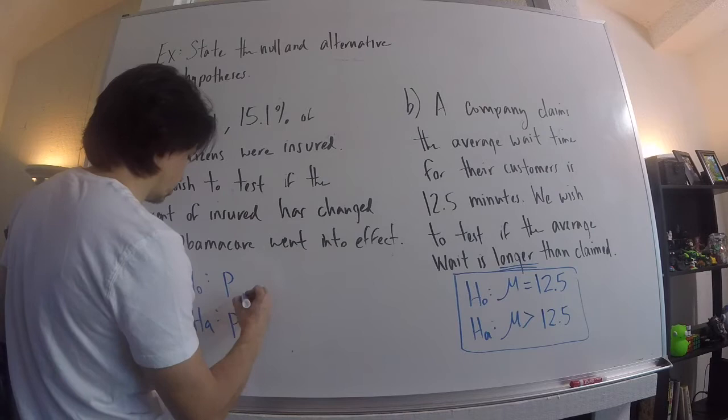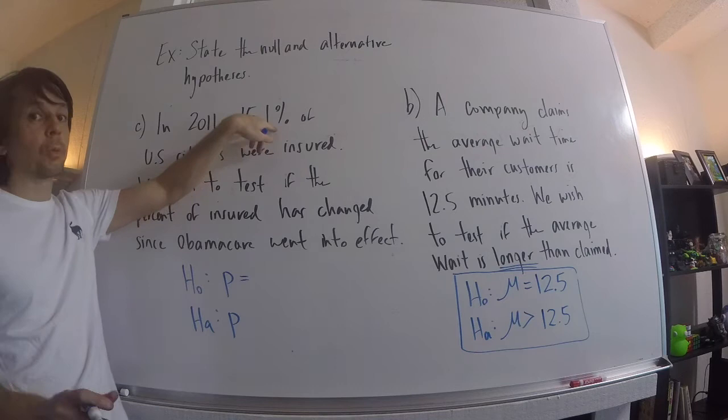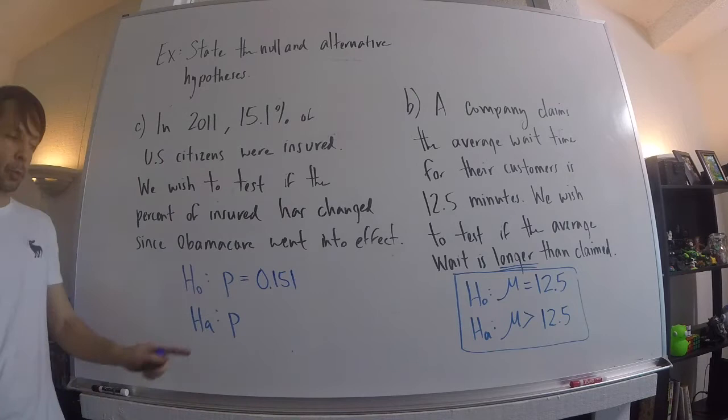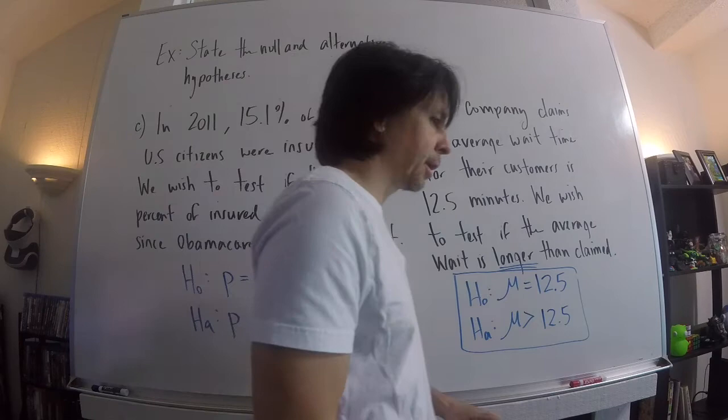The null is what was claimed. Now, nothing was actually claimed, but we're using the default value, in this case what it was before. So we're comparing things to this 15.1%. We definitely want to change that to a decimal because that's a percent. Our alternative will be some sort of relation between P and 0.151. But again, it could be greater than, less than, or not equal to.